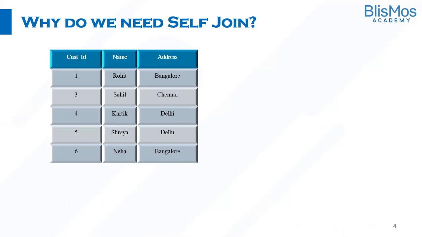Let us understand this with an example. In this table, if I want to know all the customers who are from the same address, but they have a different customer ID, that is when we wouldn't be able to tackle this by a straightforward select statement. That is when we need a self join.